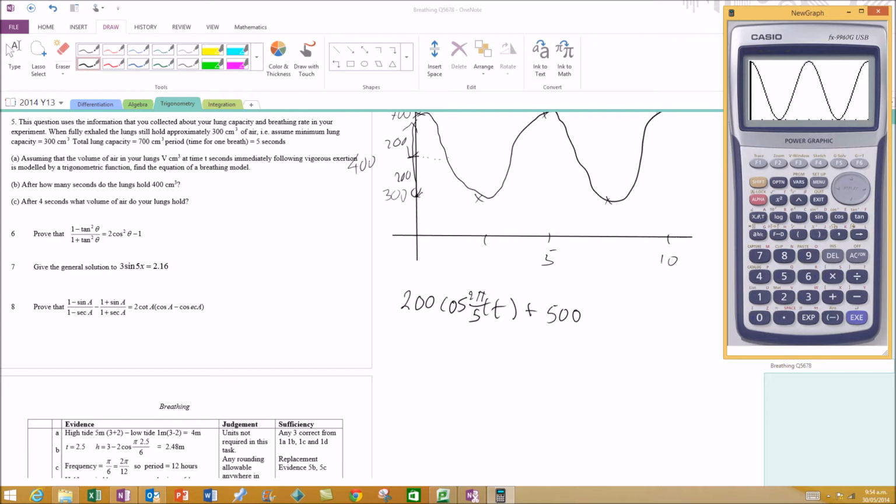Then, after how many seconds do the lungs hold 400 centimeters cubed? We'll take that from the start, so it's the first time it is 400. So we just go Shift G solve, arrow across to the next one. We want an X calculation, and we want when is that 400? And the very first time is 1.666.